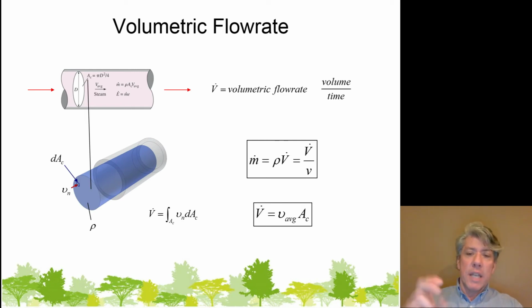So if we simply take the volumetric flow rate and multiply it by density, then we will get the mass flow rate. But since density is the inverse of specific volume, that is equivalent to taking the volumetric flow rate and dividing it by the specific volume. I've got both the equations there in boxes for you to remember and maybe write down.